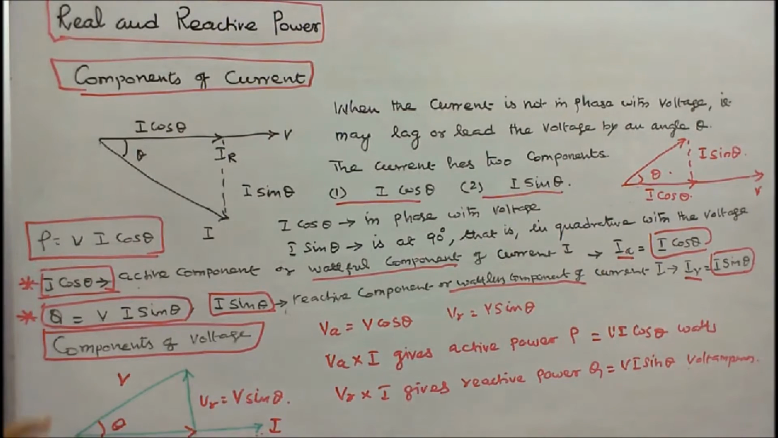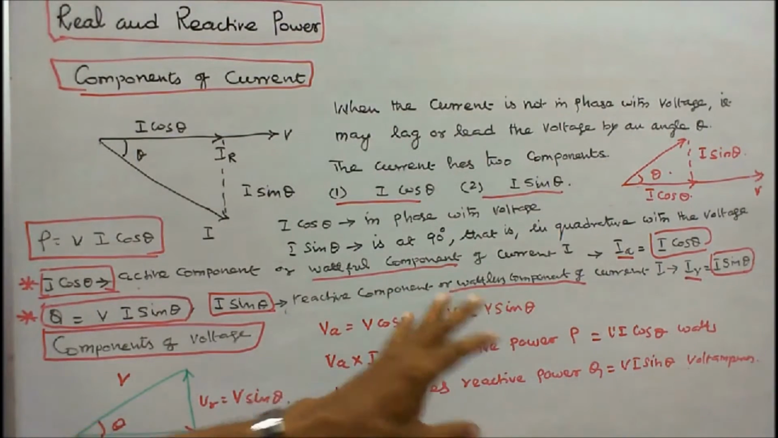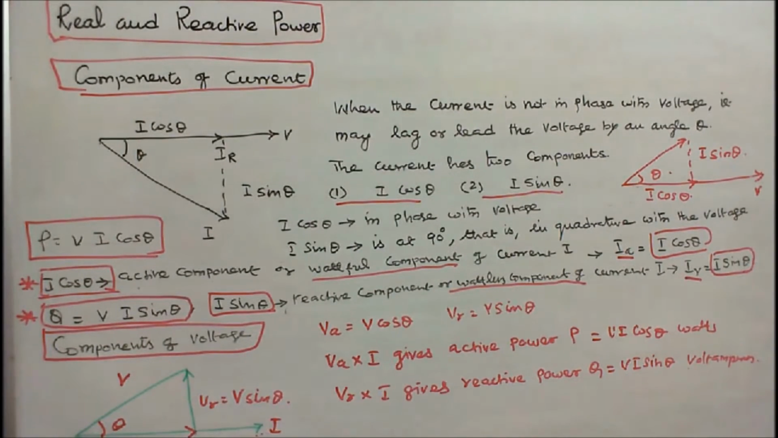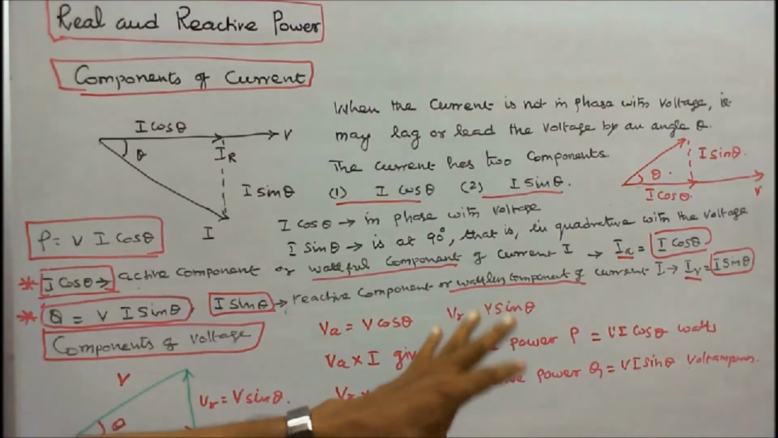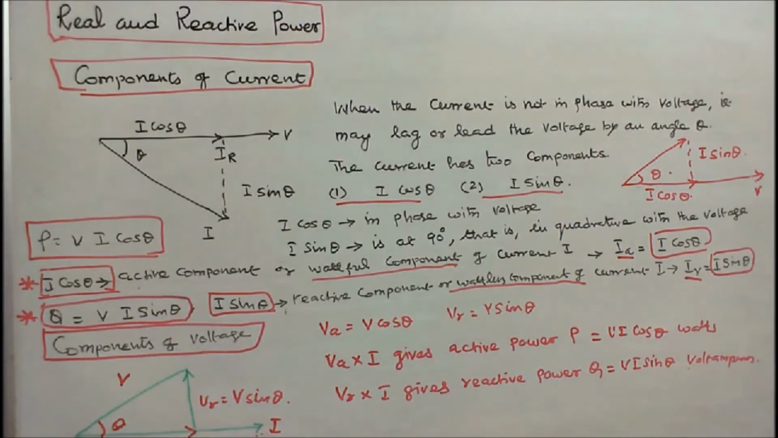The next is components of voltage. VA is an active component of voltage, VR is a reactive component of voltage. VA is equal to V into cos theta, VR is equal to V into sin theta. VA into I gives the active power P, that is equal to VI cos theta in watts. Here VR into I gives the reactive power Q, that is equal to V into I into sin theta in volt amperes.